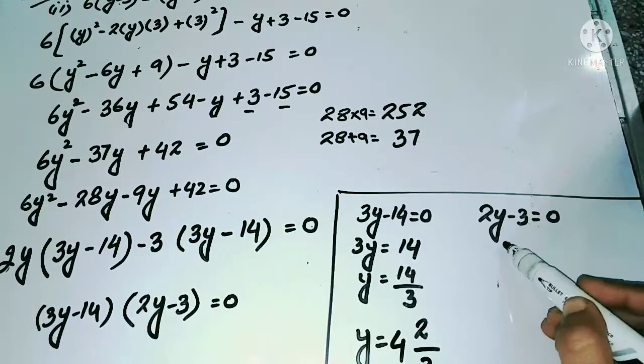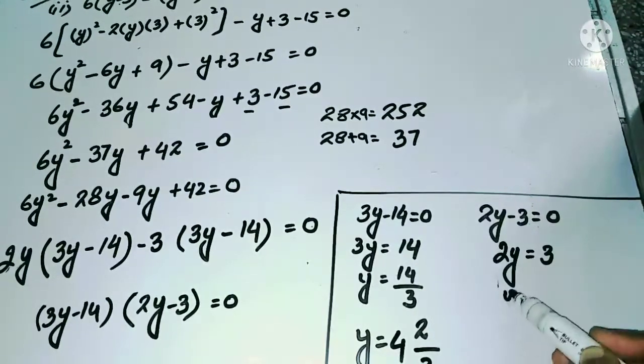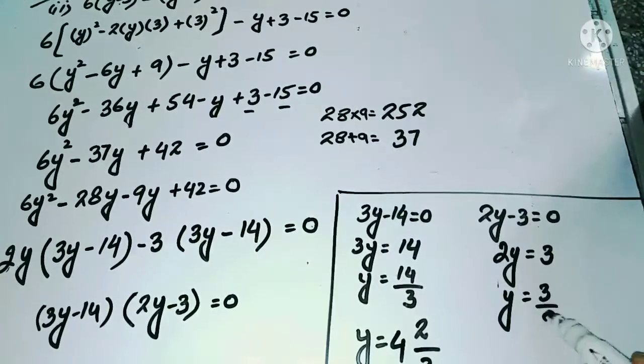And from here, 3 is subtracting over here, it will go to that side, it will be added in 0. 2 is multiplying with y, and it will come to this side, it will be divided by 2. And when you divide 3 by 2, 2 1s are 2, 1 is the remainder, and 2 is the divisor. So 1 whole 1 over 2.